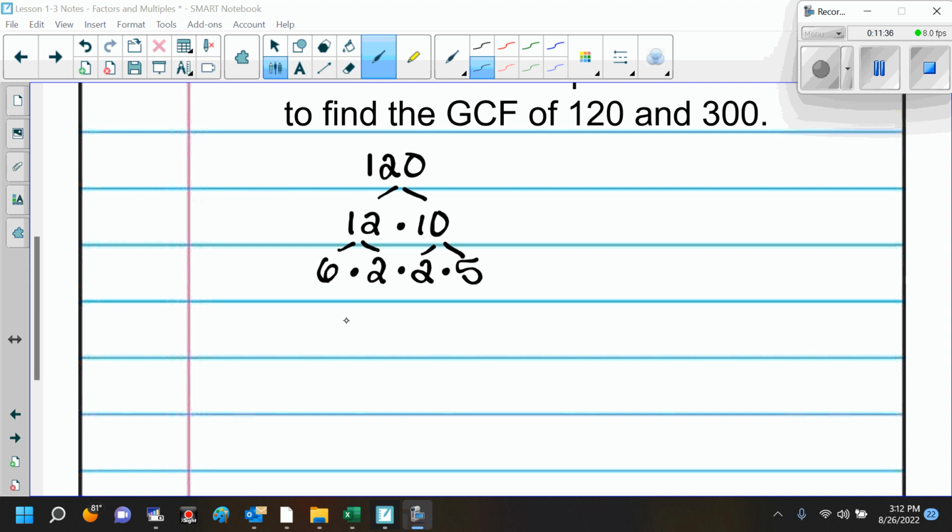Now, are all of those prime? No. Which one can I break down still? 6. So 6 breaks down to 2 times 3. And then you guys, please make sure you bring down everything else. So are those all prime? Yes. So this is the prime factorization of 120.